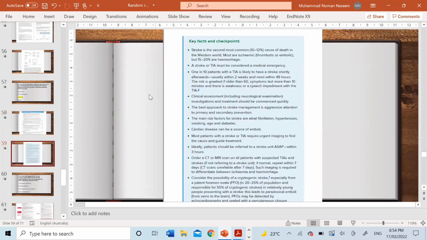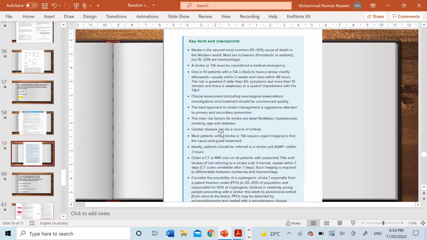And you mainly check the blood pressure and hypercholesterolemia. These are the two most important risk factors for stroke to take place. All right. So this is from your JN. Order a CT or MRI. CT scans are unreliable after 7 days.